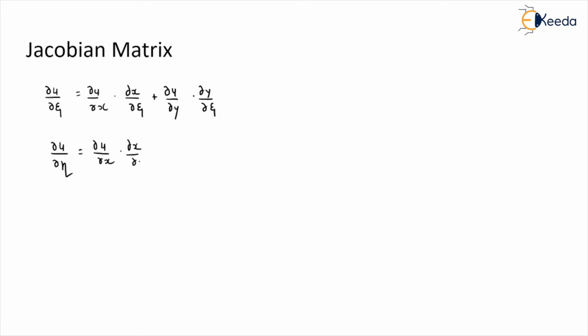By using the chain rule of partial differentiation, I can write del u by del zeta is equal to del u by del x into del x by del zeta plus del u by del y into del y by del zeta. Same, we will do the partial differentiation of u with respect to eta now. So del u by del eta is equal to del u by del x into del x by del eta, plus del u by del y into del y by del eta.